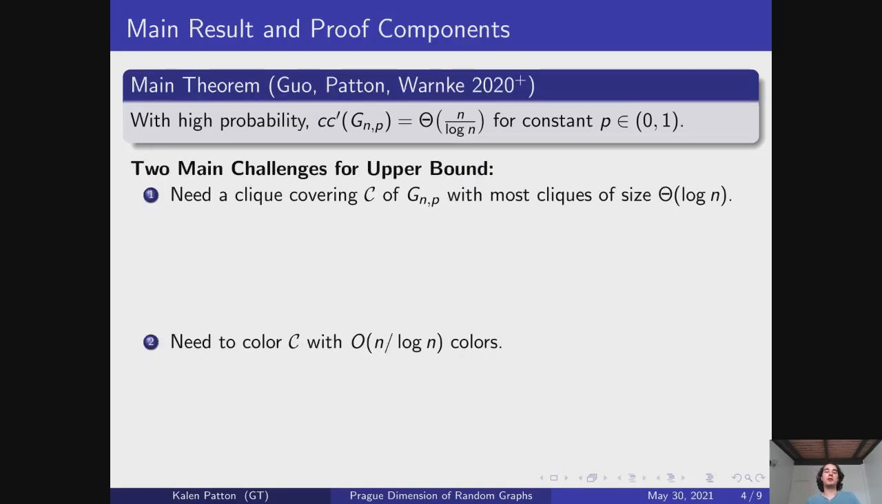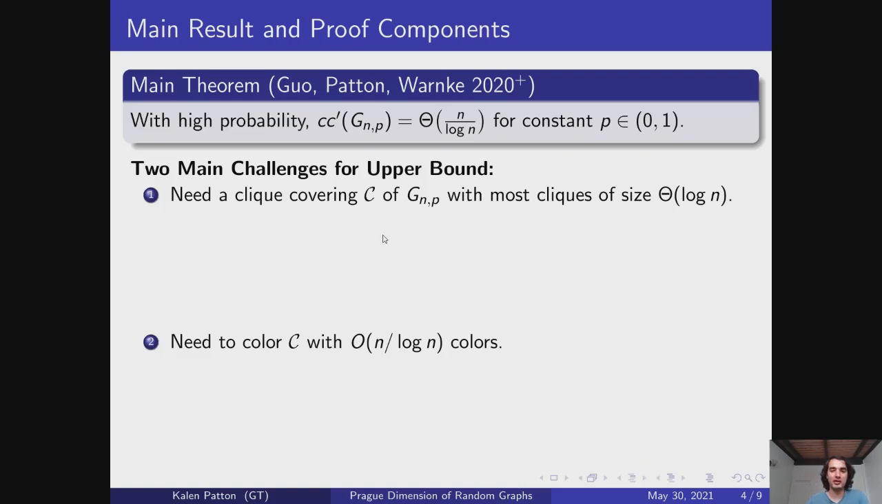Okay, and so now this brings us to our main theorem, which essentially answers the conjecture by Füredi and Kantor in the affirmative. So it says that we can indeed find this upper bound, and we do get that with high probability, the clique color number of G(n,p) is typically on the order of n over log n.